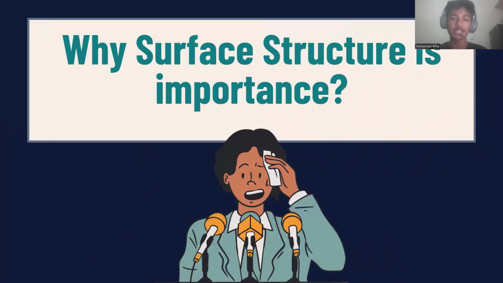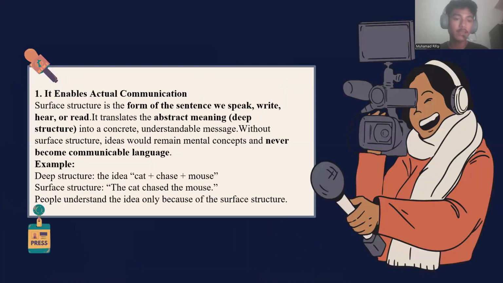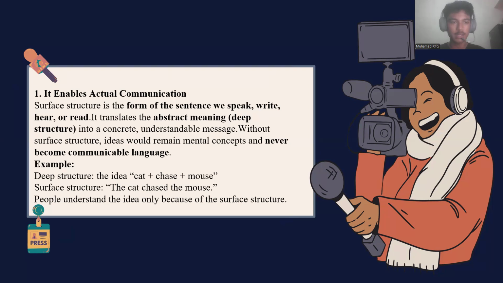Why is surface structure important? First, it enables actual communication. Surface structure is the form of the sentence we speak, write, hear, or read. It translates the abstract meaning, the deep structure, into a concrete, understandable message. Otherwise, ideas would remain mental concepts and never become communicable language. Example, deep structure, the idea cat plus chase plus mouse. Surface structure, the cat chased the mouse. People understand the idea only because of the surface structure.